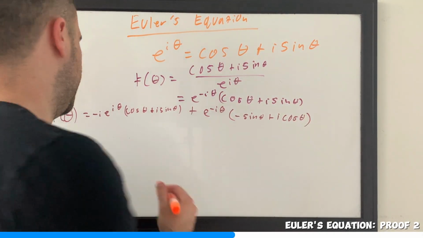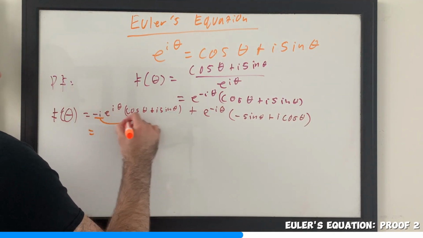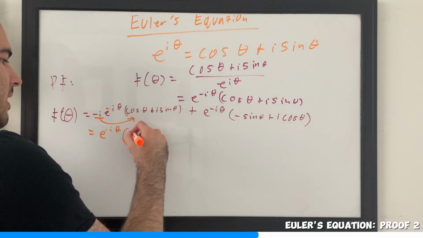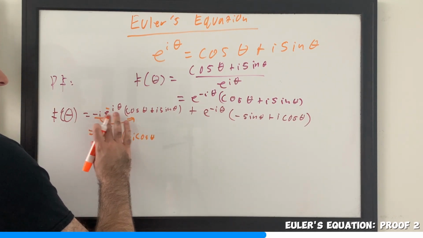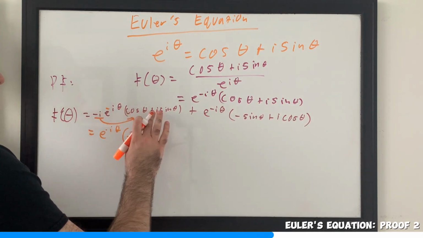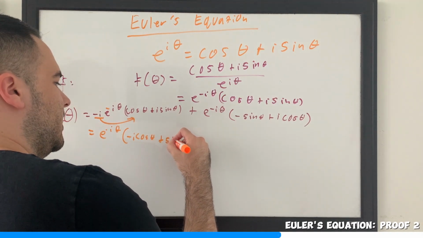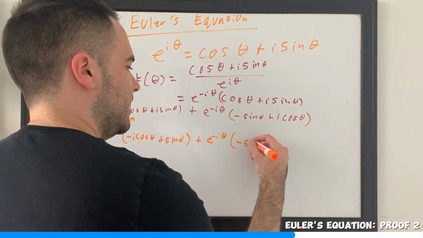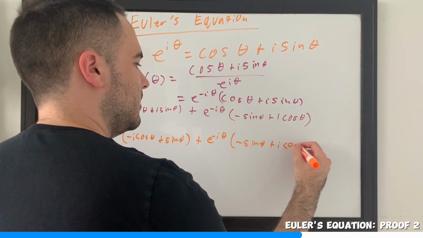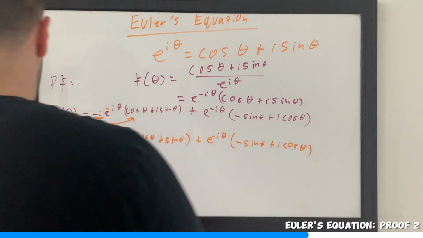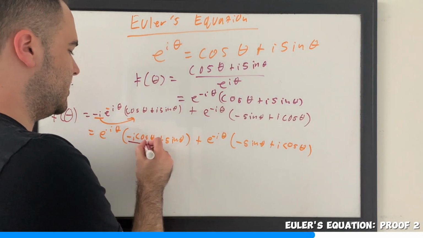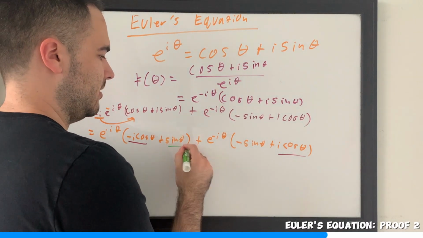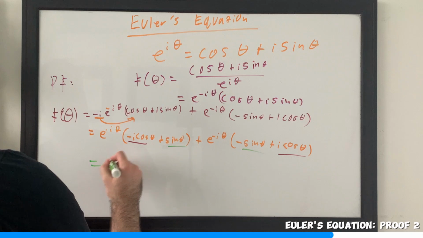So now what happens is that if I take this side and take the minus i and bring this in, I will now get e to the minus i theta times minus i cos theta. I will get minus i times i, which is minus 1, so I will get plus sine of theta, plus e to the minus i theta times minus sine theta plus i cos theta. Which you will notice these are the opposite sign. So this whole thing is equal to 0.